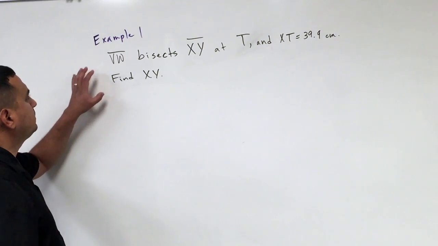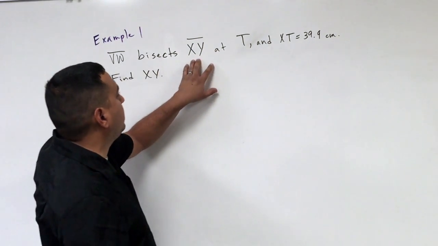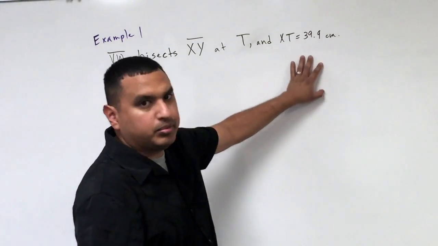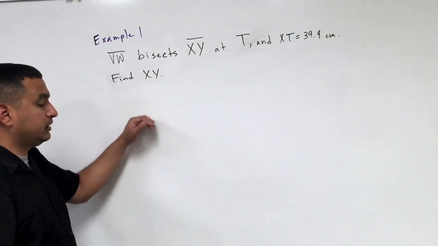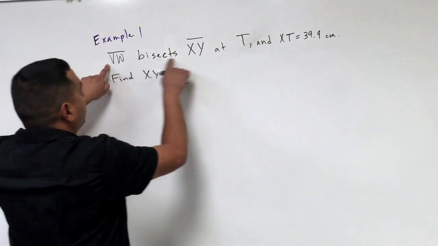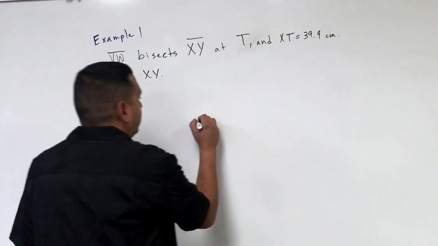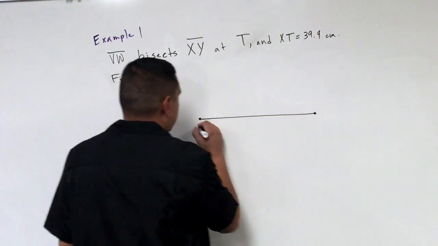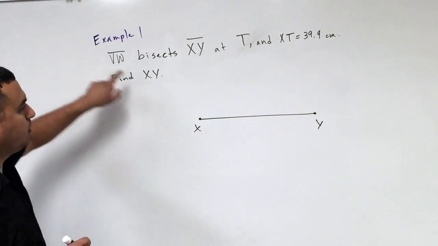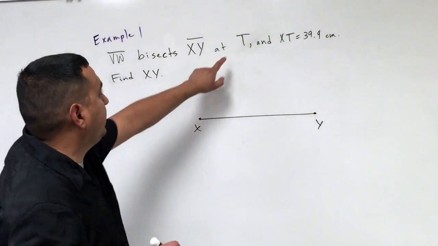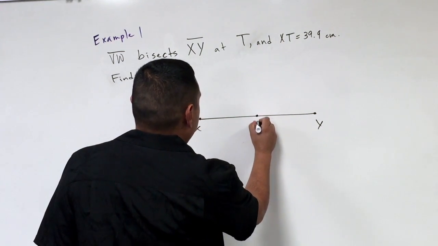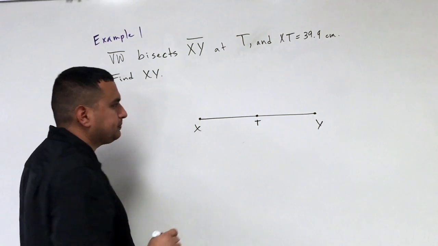Our first example says that segment VW bisects segment XY at point T, and the distance from X to T is 39.9 centimeters. They want us to find the length or the distance from X to Y. So this statement, VW bisects XY, tells me that I have some segment XY, and then I have this segment VW that cuts through this segment. It intersects it at point T. Now the word bisect tells me that it cuts it right in half. So T is going to be my midpoint.